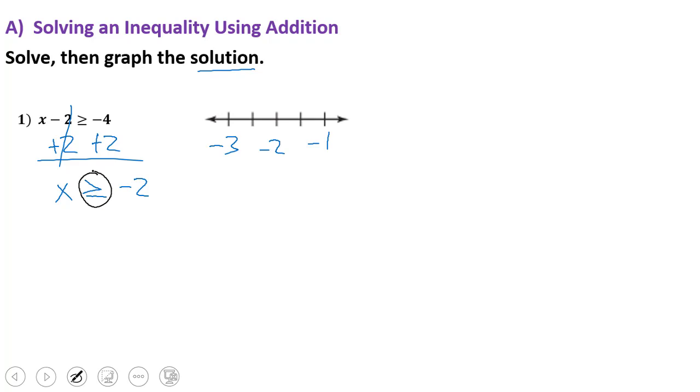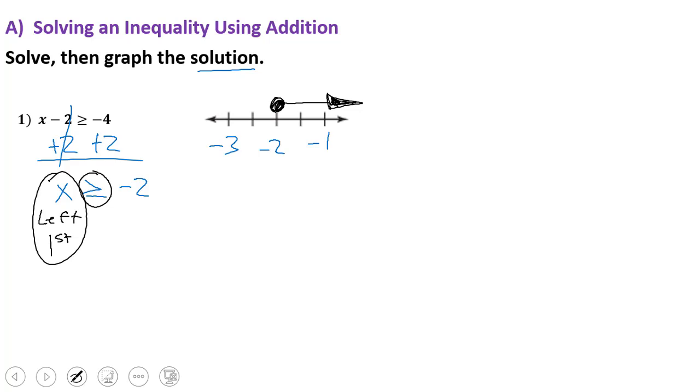I recognize that I'm greater than or equal to, so I need a solid filled in circle to say that negative 2 is part of the solution. And then I recognize that my variable is on the left. It's the first number listed in our inequality. So I know from what I've learned that the arrow that shows all of the numbers in the solution set will follow the direction of that inequality symbol. That only works when that variable is on the left of the inequality, in other words, the first number. And I can prove that.